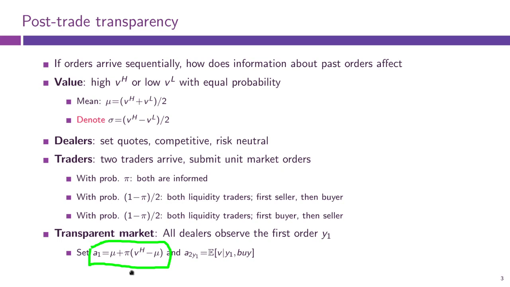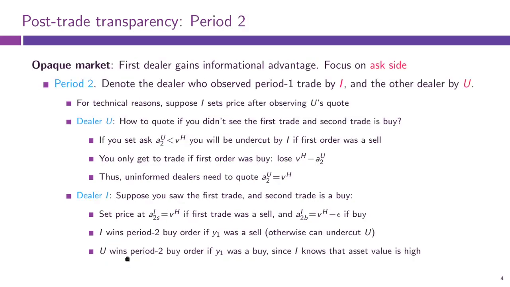So in the end, the uninformed dealer would get to trade only with the informed trader, which would mean that if the uninformed dealer prices like this, he would be at a loss. He would trade at a loss, which cannot happen. Which means that the uninformed dealers need to quote the widest spread possible. So they quote the ask price at VH, and they will quote the bid price at VL in the second period in the opaque market.